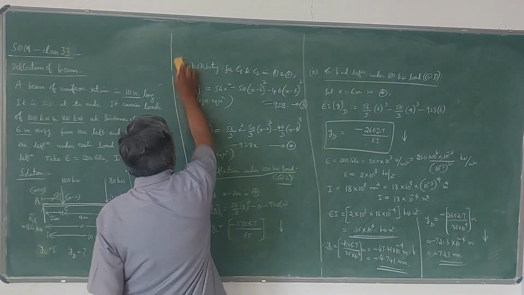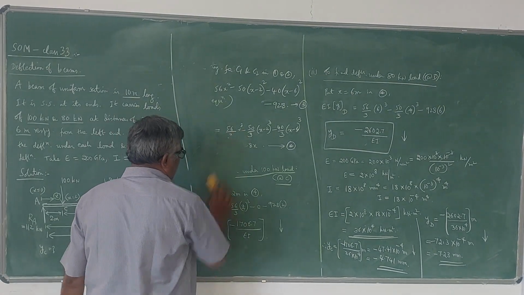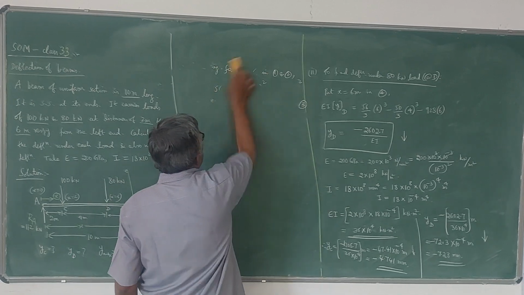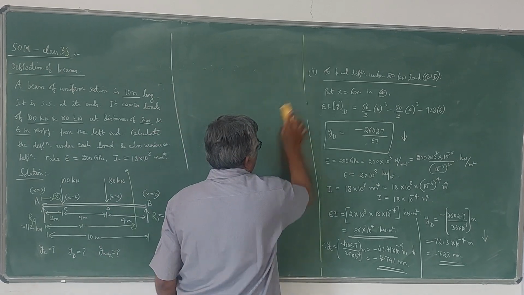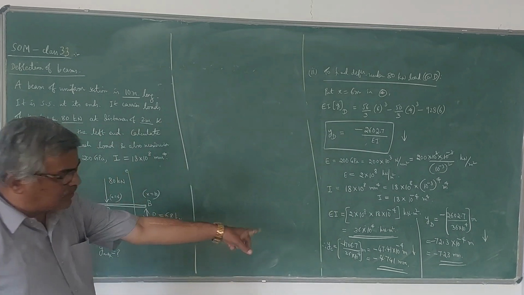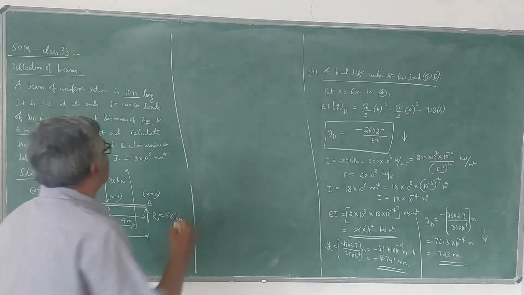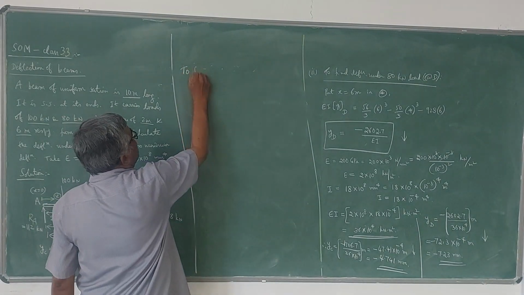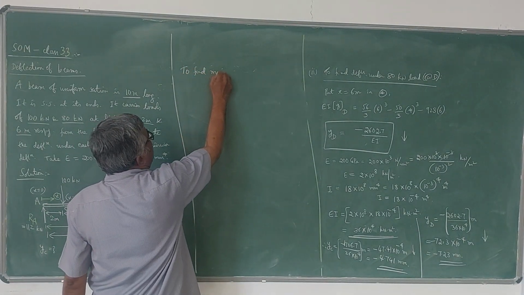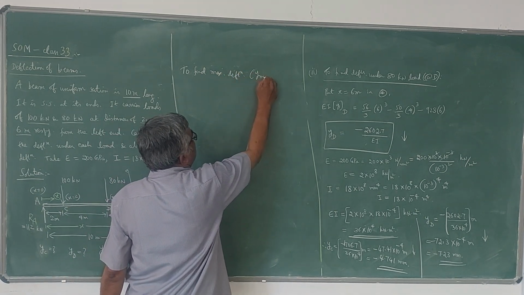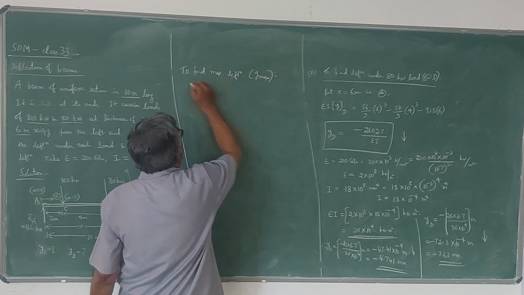To find maximum deflection, we have to locate the point first where the maximum deflection lies, and then we have to find its value. The maximum deflection will be more than these two values. So I will write here, to find maximum deflection. This is the important step. To find maximum deflection, Y max, first we have to find where the maximum deflection occurs.